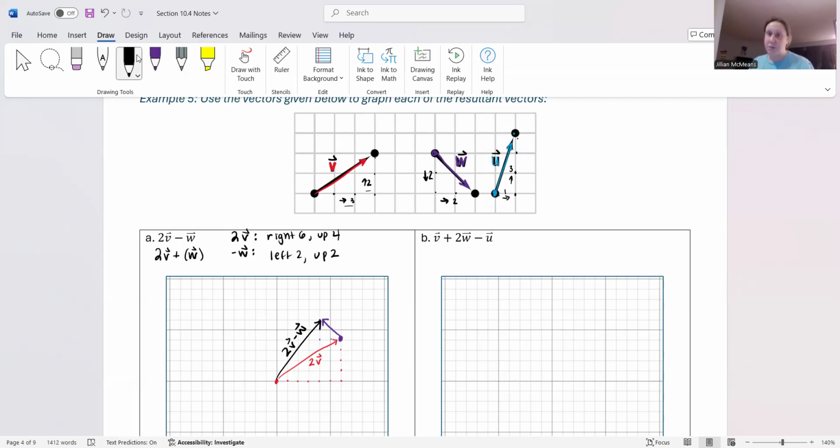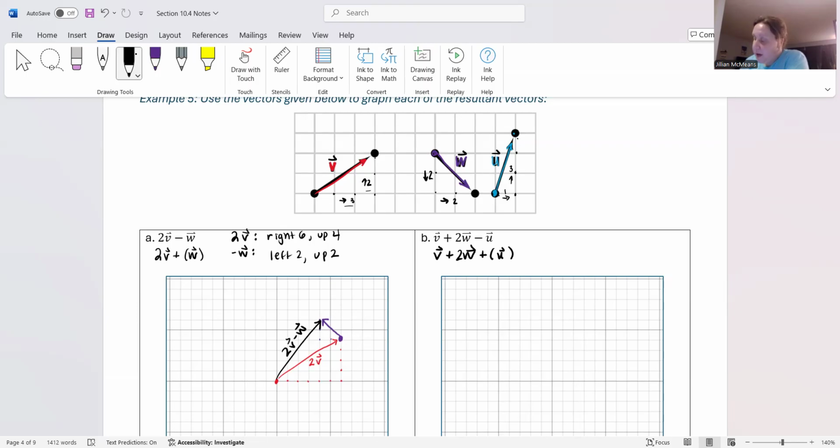Okay, so I like to just sort of piece my pieces together first. So I kind of write out everything I need to do, and then I go to my picture. For me, that makes it a little easier. Okay, so for part B, we have three vectors that we're dealing with now. So we're going to take vector v, we're going to add 2 times vector w, and then we're going to subtract vector u. Okay, so I'm going to rewrite this as addition. So I get vector v plus 2 times vector w plus the opposite of vector u.